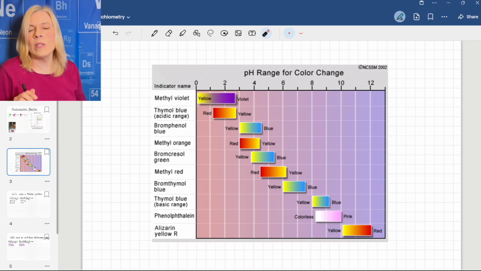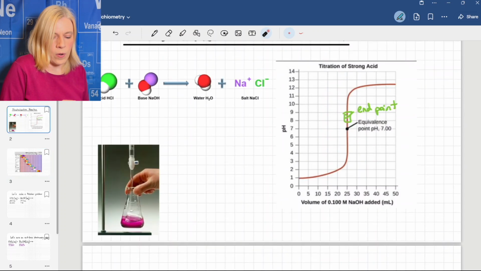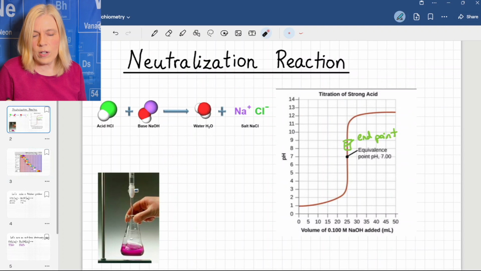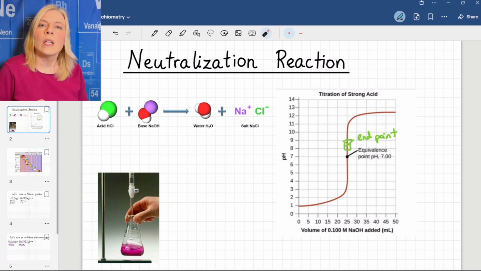Now, the moment we are at equivalence point where our H plus equals OH minus, phenolphthalein will be clear. You will not see it. But when you are one drop over, you will see the difference. So your end point of a titration is very, very close to equivalence point here. So you're going to add the indicator.